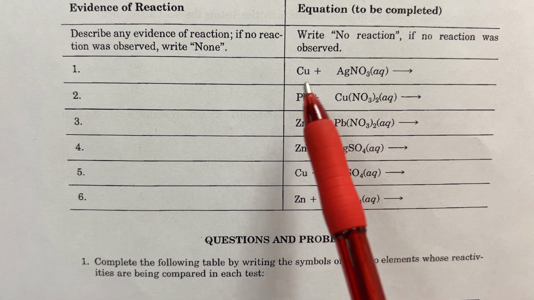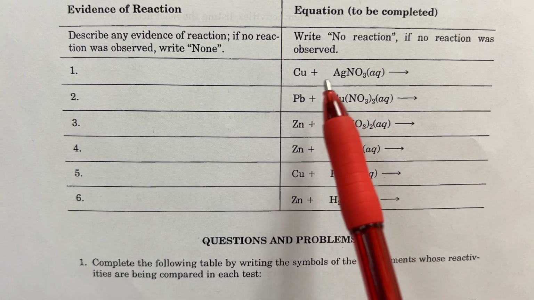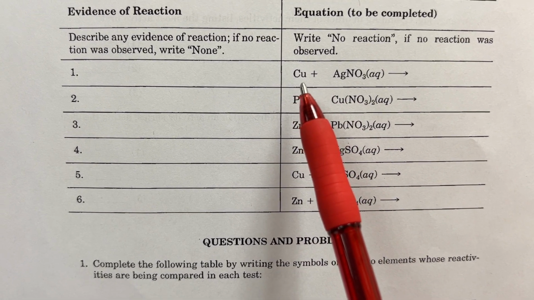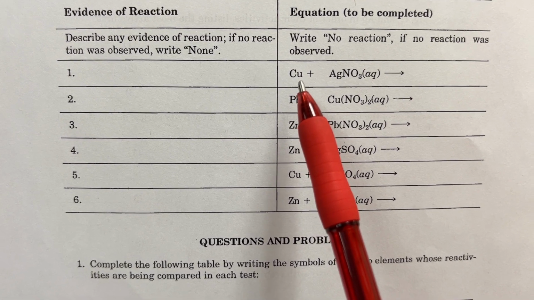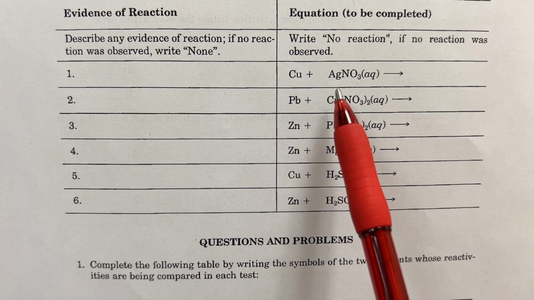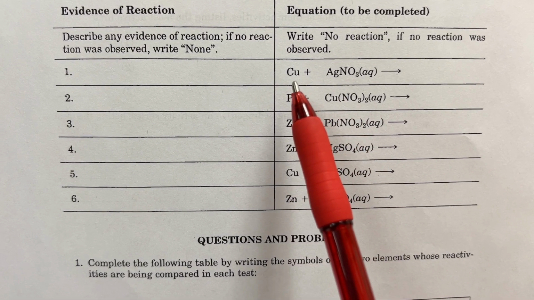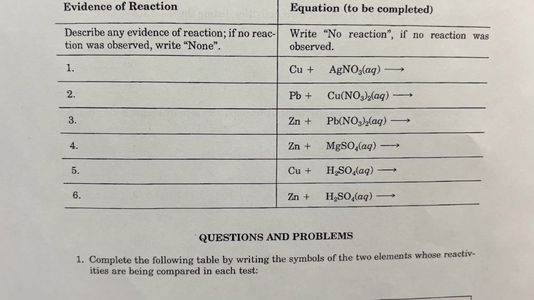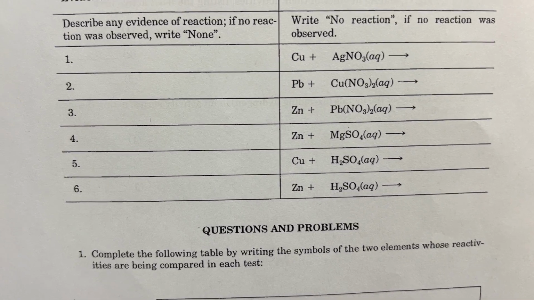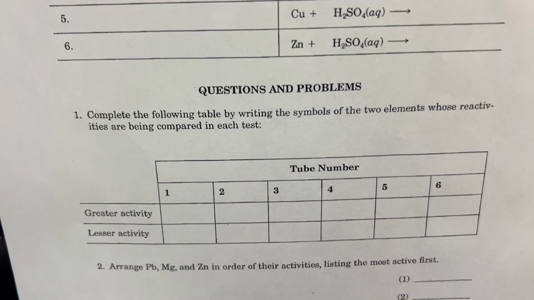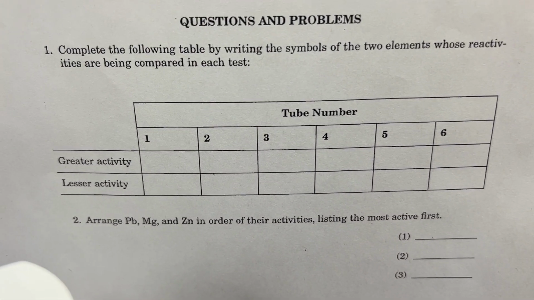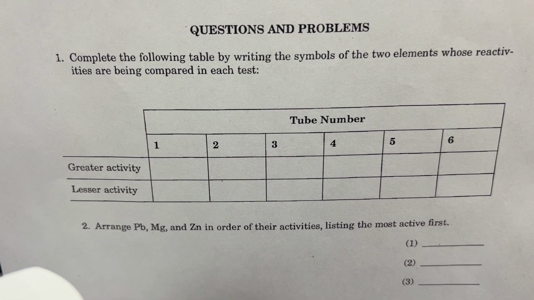But if we put these things in a test tube and nothing happens at all, then we can say copper didn't have the reactivity to make this reaction go. So we would have to say silver is more reactive than copper. So the goal is to look at these 6 reactions and then rank each of the metals and the hydrogen according to greater reactivity.